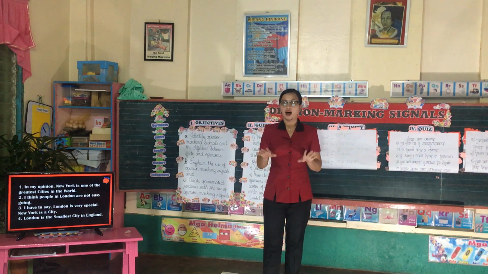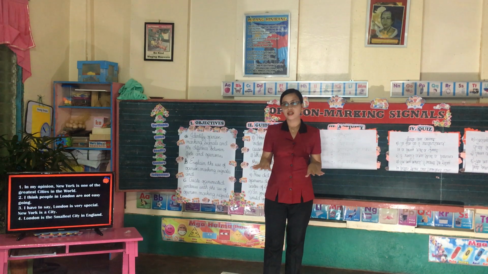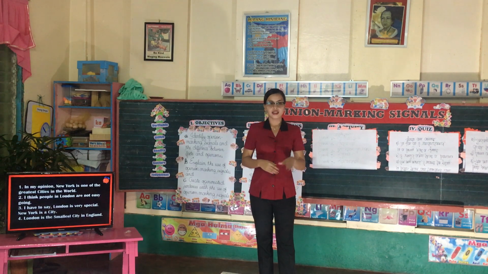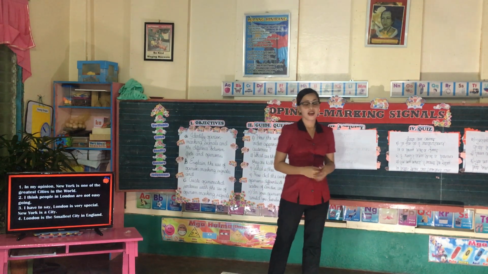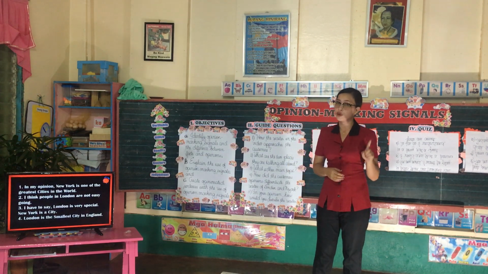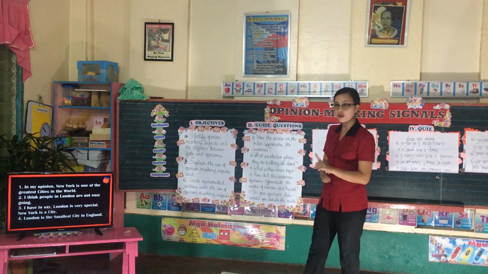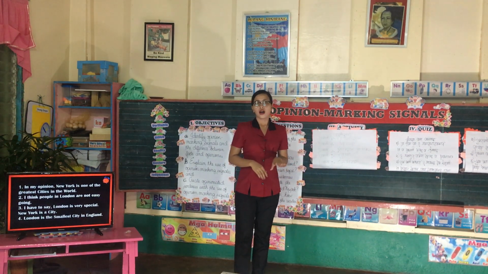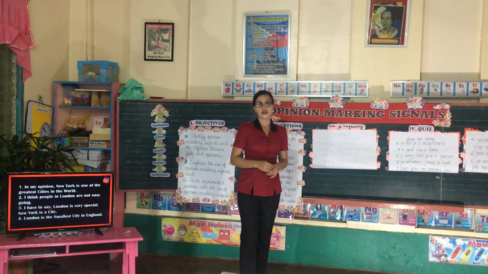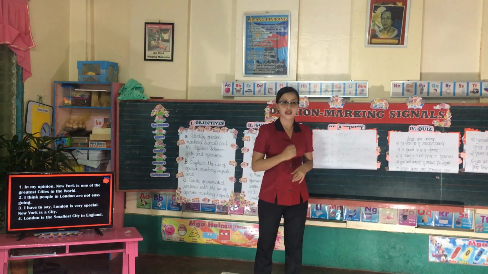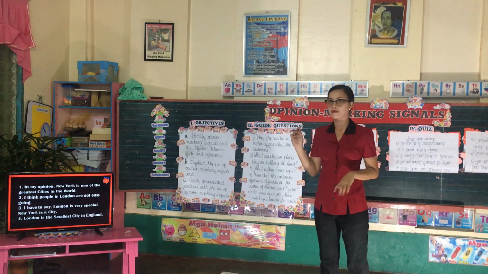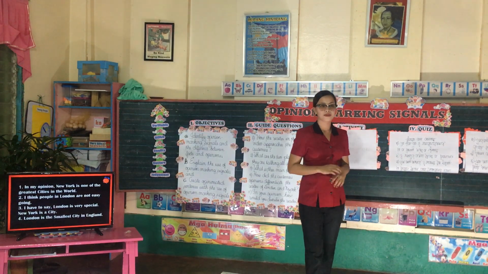Alright, but based on the sentences given, what have you observed from these 5 sentences? Yes, Laika. Excellent, you've got it. Some sentences are just opinion, and there are also some sentences which are fact. Before we identify the different marking signals, let's first define what fact and opinion are. What are their differences? Now, what are facts? Can someone tell me what facts are?